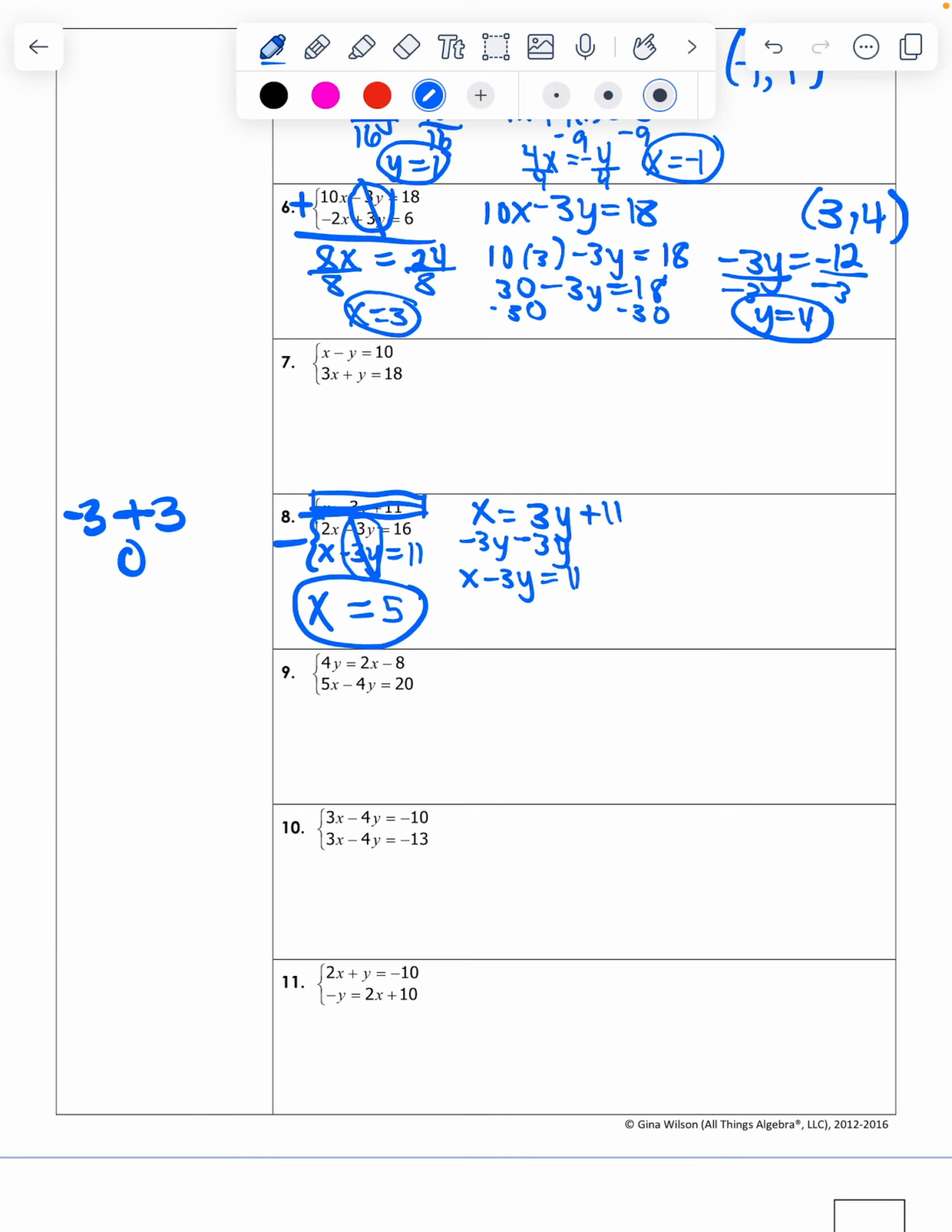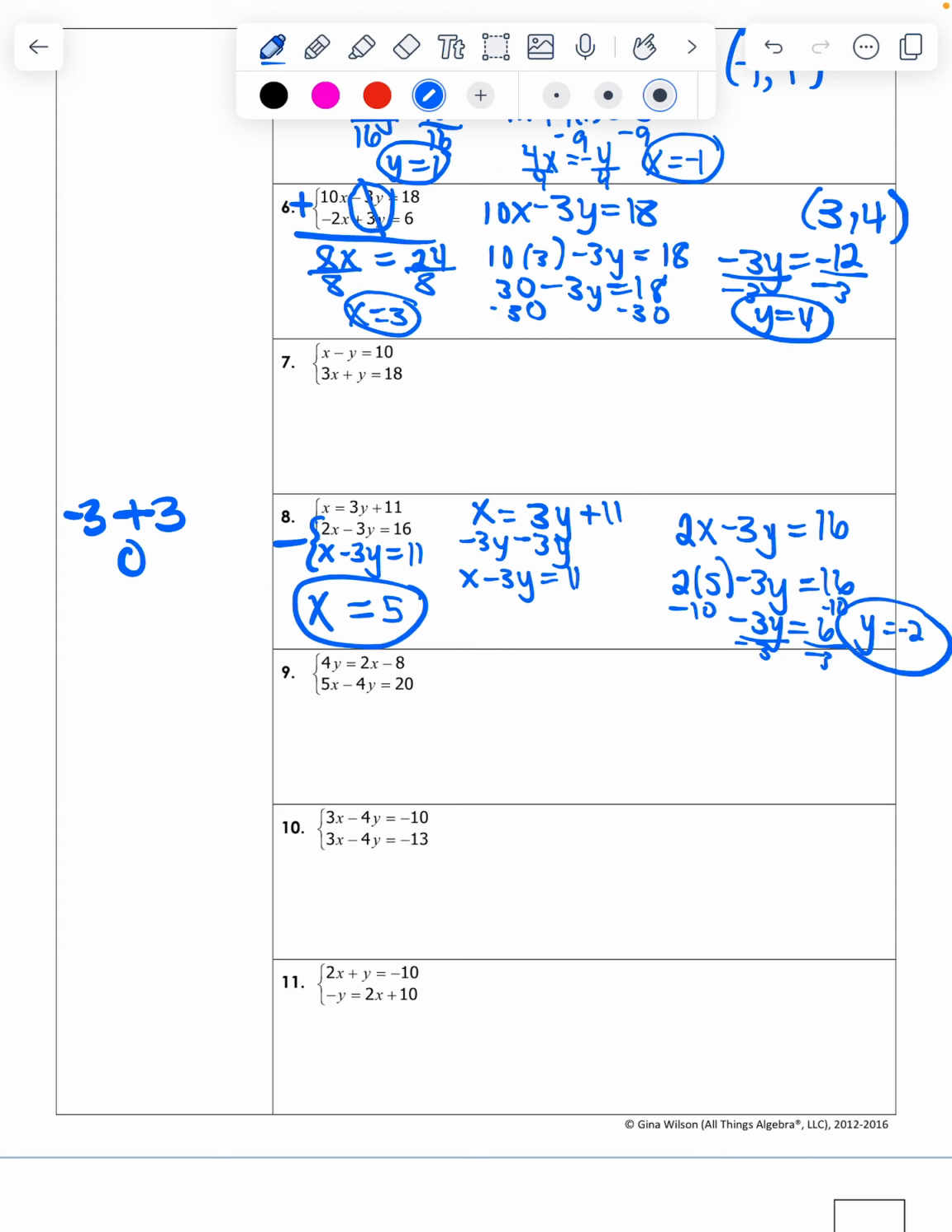And then we take that and we put it back in for one of the equations. So you can use the original one. You can use the one that you rewrote if you need to. But I'm going to, let's say, use the second one. So 2x minus 3y equals 16. I'm going to replace a 5 in for x and solve it out. 2 times 5 is 10, so I'm going to subtract 10 from both sides. Get negative 3y equals 6, divide by negative 3, and get y equals negative 2. So altogether, this final answer would be 5 comma negative 2.